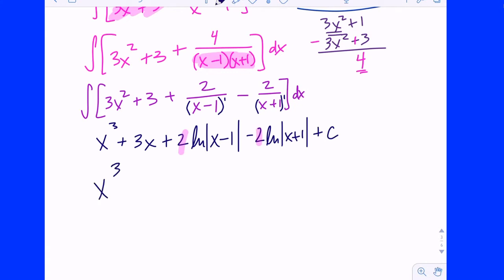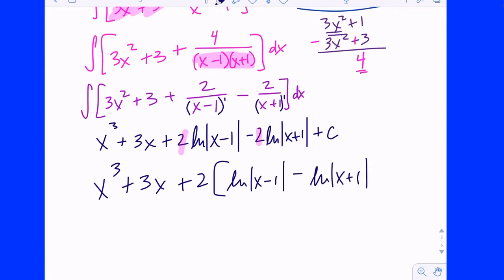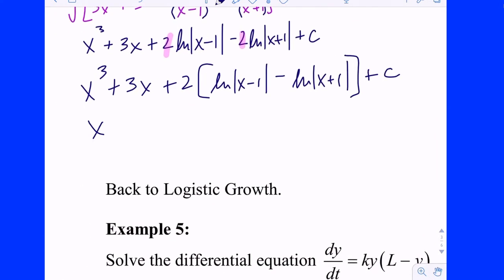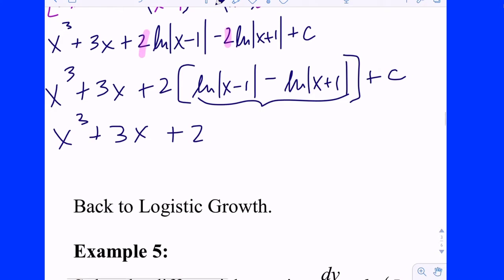So if we factor out the 2 from those last 2 terms, I get the natural log of the absolute value of x minus 1 minus the natural log of the absolute value of x plus 1. So when those coefficients are the same, this is what typically is going to be done. We factor out the 2, and that allows us to condense those 2 logs. Okay, so we have a difference of 2 logs, which means it can condense down to the natural log of the quotient of the arguments. Okay, so it's going to be the absolute value of the positive term's argument, remember, goes in the numerator.